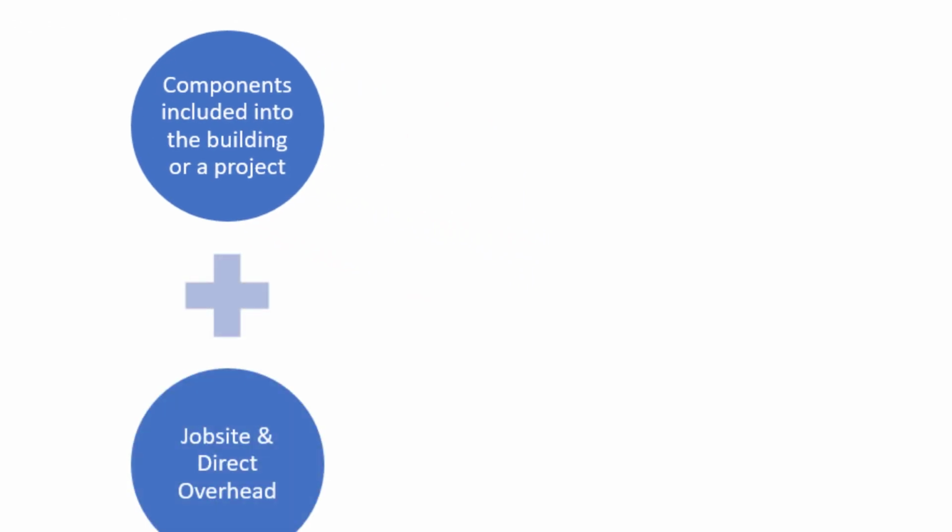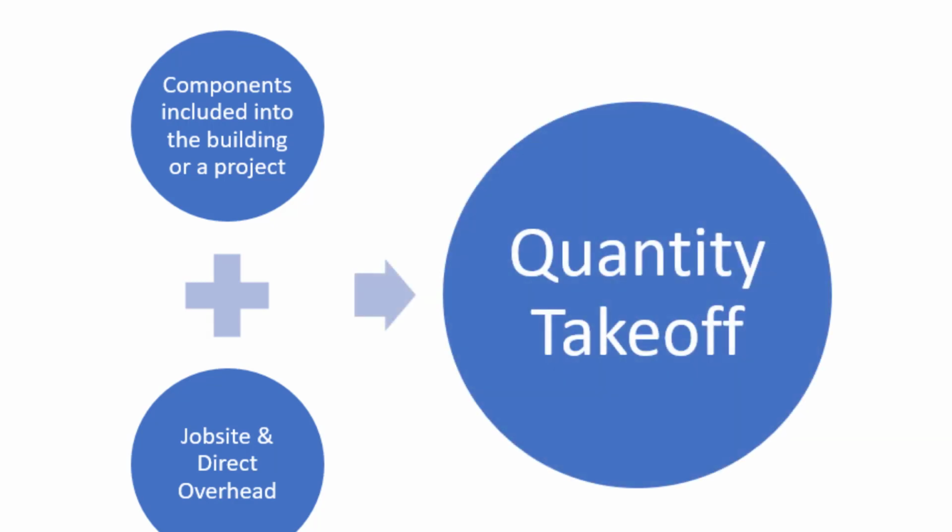And we will also include the job site and direct overheads. In the first week of this course, we discussed the overheads, or the cost of the head office, and the cost that will be incurred by the contractor to maintain a job site office. Other indirect expenses will also be part of quantity takeoff.